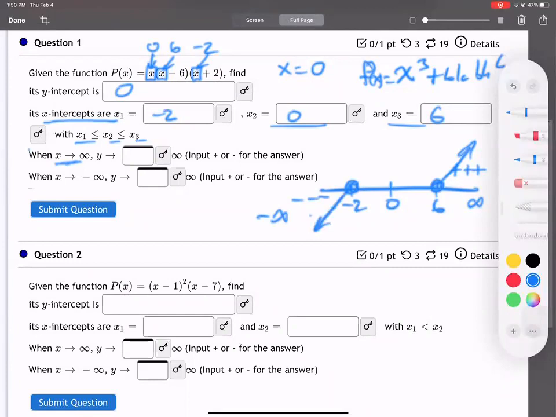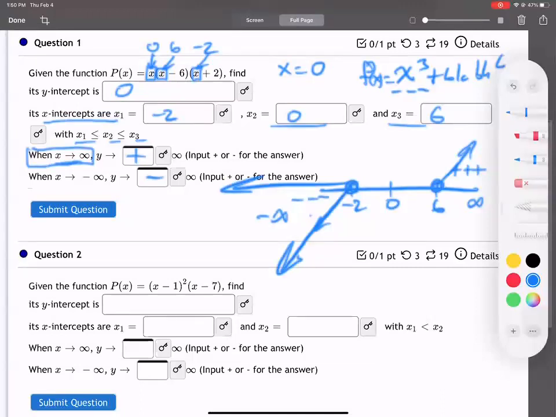So read the question. When x is going to positive infinity, what's the y going toward? It's going to positive infinity. When x is going to negative infinity, what's the y? We said we're going to drop. How do I know we're going to drop again? Because a negative times negative times negative stays negative. That's it. You can do that in a minute.